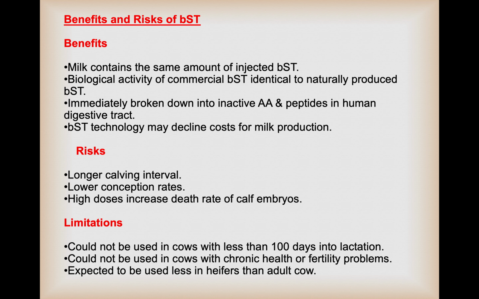Now, what are the limitations of this technique? It could not be used in cows with less than 100 days into lactation. So that means that cows which are in an advanced lactation stage producing milk couldn't be injected with more bST. It could not be used in cows with chronic health or fertility problems for fear of endangering or compromising the life, and it is expected to be used less in heifers than adult cows. Heifers means young cows, so the expected use is actually lower, because it needs to be at the right stage, a bit more mature stage.